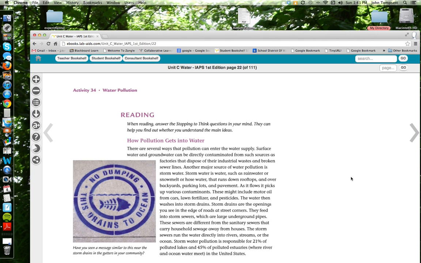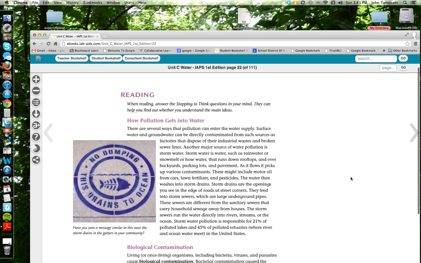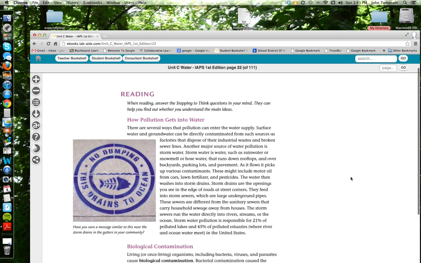Storm drains are the openings you see in the edge of roads at street corners. They feed into storm sewers, which are large underground pipes. These sewers are different from the sanitary sewers that carry household sewage away from houses. The storm sewers run the water directly into rivers, streams, or the ocean. Stormwater pollution is responsible for 21% of polluted lakes and 45% of polluted estuaries in the United States. That's where the river and ocean water meet.